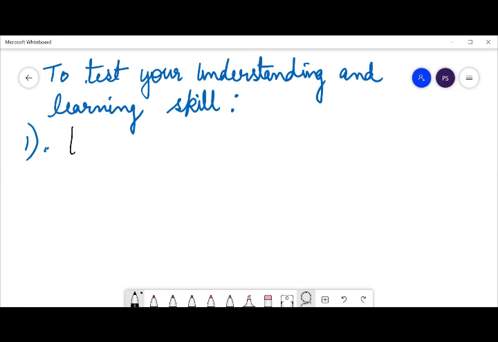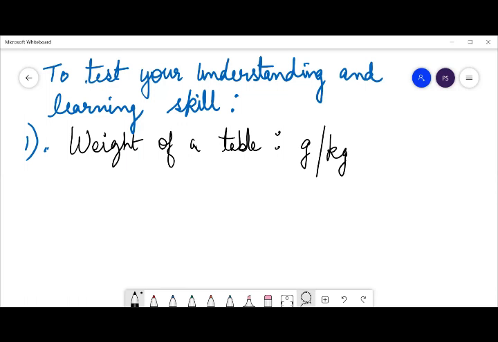Weight of a table. Units are grams, kilograms, and meter. Now, can you identify the answer? If you see, this table is a heavy object, so a bigger unit of weight will be taken. The bigger unit of weight is kilogram. Answer will be kilograms.